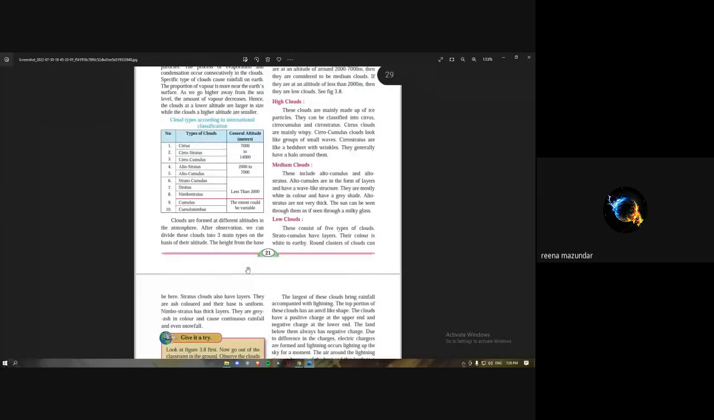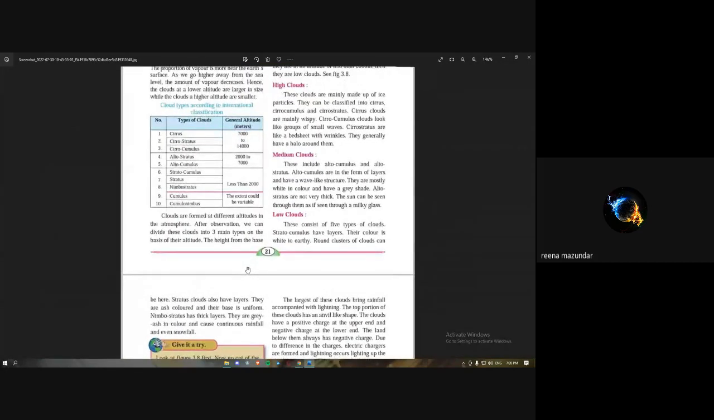Now all of you will look at this chart and tell me how many types of clouds are shown. किती प्रकारचे ढग आपल्याला दाखवलेला आहे. You will have to open your mic and give me the answer.